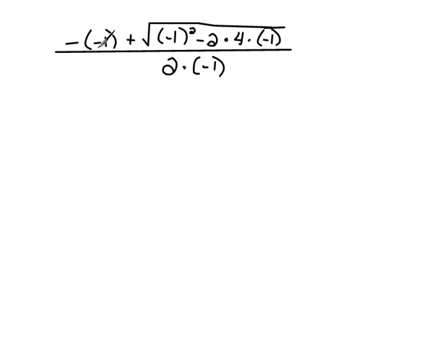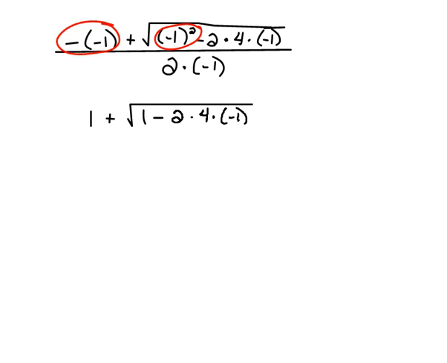So the first thing I'm going to do is I see that we have this minus a negative 1 here. Well, minus a negative 1 would be a positive 1 plus, and then we have our square root. Now, underneath the square root, we have a lot of things going on. So I'm going to square this negative 1 first. So negative 1 squared would be a positive 1. And then we have minus 2 times 4 times a negative 1.